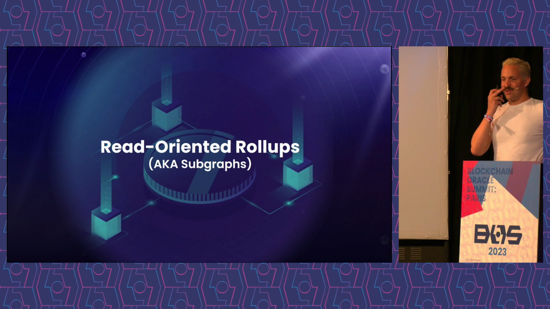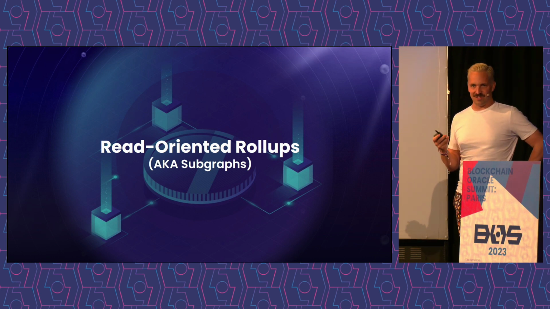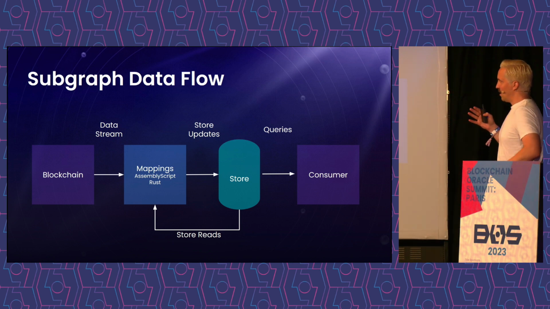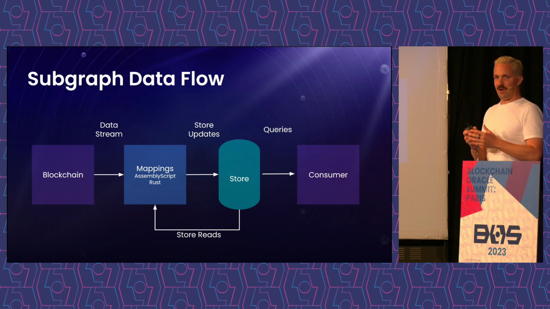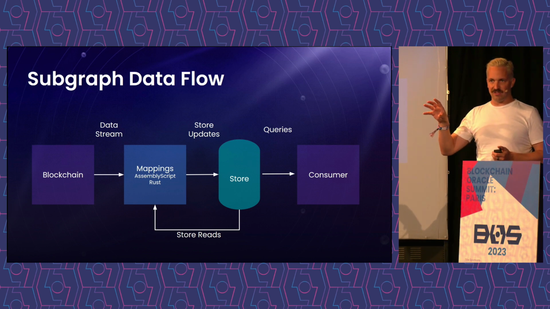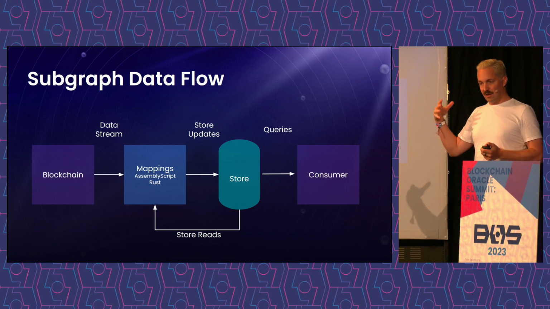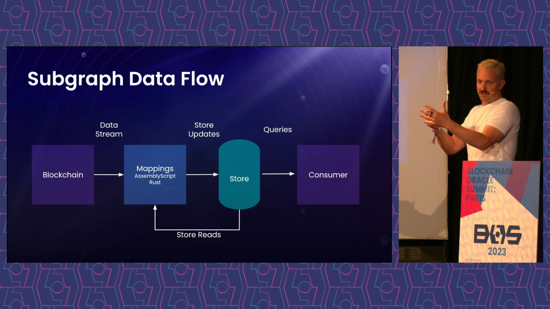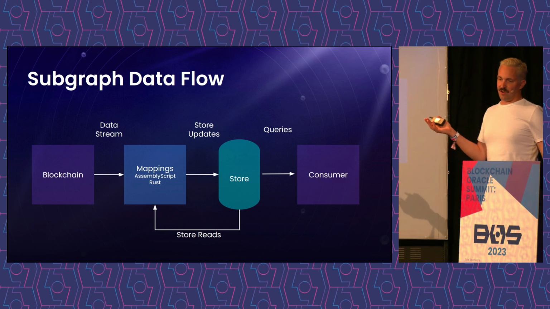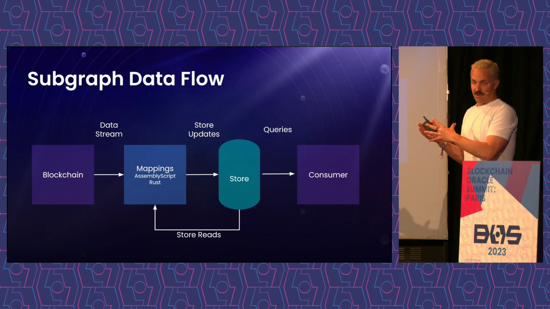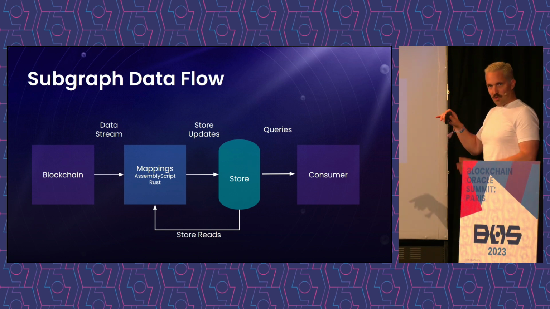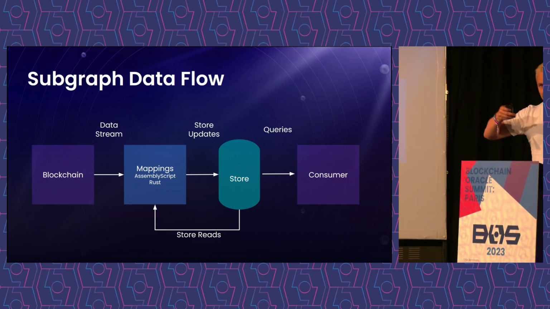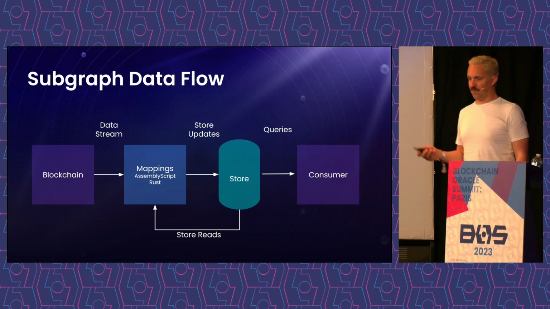So then let's go to this read-oriented rollup. What is this, and what are subgraphs anyway? So a little bit more technical. A subgraph is basically a curation function, so that we can say which information on the blockchain is interesting and how we want to store it, and then store it in an index so that we can later on consume it. So the data comes from the blockchain. It usually just starts with the blockchain, gets into mappings, which are written in AssemblyScript or Rust now with Substreams, the new technology, and then stored in a database, and the mappings can also access that store, and in the end, a consumer can query it. So it's a very simple data flow.